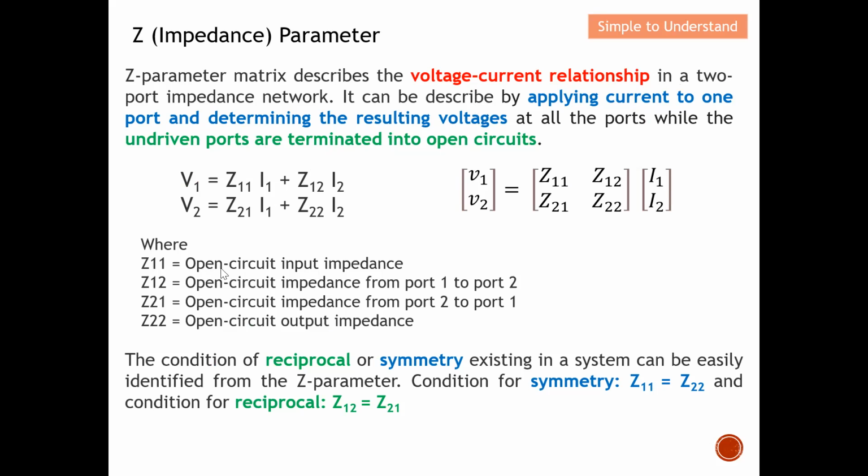Z11 is known as the open circuit input impedance. Z12 is called the open circuit impedance from port 1 to port 2. As for Z21, it is called the open circuit impedance from port 2 to port 1. And Z22 is called the open circuit output impedance. The condition of reciprocal or symmetric in a system can be easily identified from the Z parameters. The condition for symmetric is Z11 equals Z22, and the condition for reciprocal is Z12 equals Z21. So this is just a very quick discussion on Z parameters.